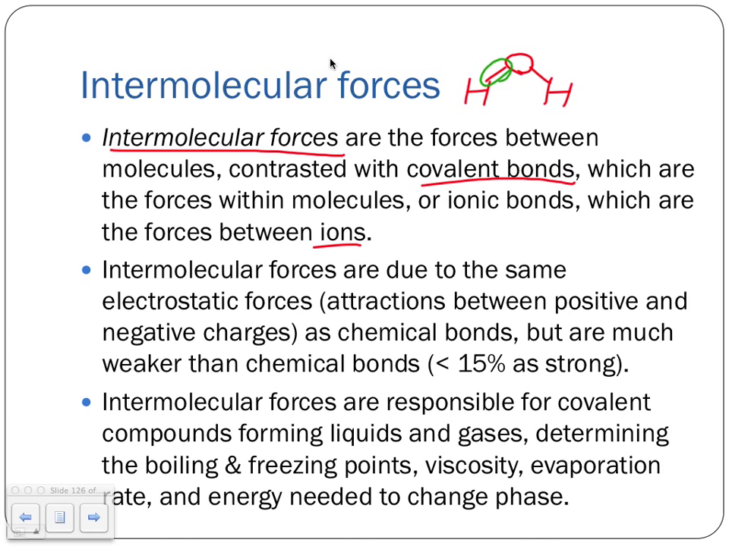Similarly, if we had something like an NaCl, where basically the sodium atom gives its electron to the chlorine, creating a sodium cation and a chlorine anion. And so those two are going to be attached together because those are ions. That would be an ionic bond.